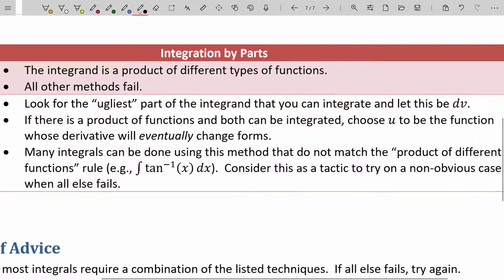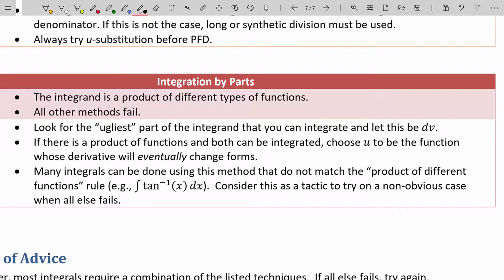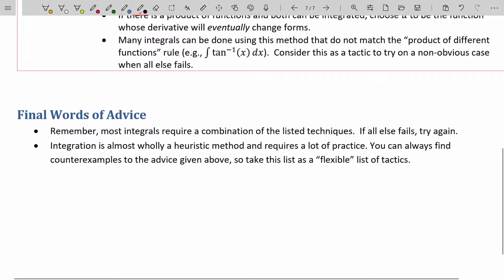And finally here, many integrals can be done using this method that do not match the product of different functions rule. For example, the integral of tan inverse or sine inverse or cosine inverse, all of those can be done using by parts. The integral of natural log can be done using integration by parts. Yet it's not a product of functions. So this tactic is a great tactic for a lot of situations, but again, it's generally the last one I kind of go for.